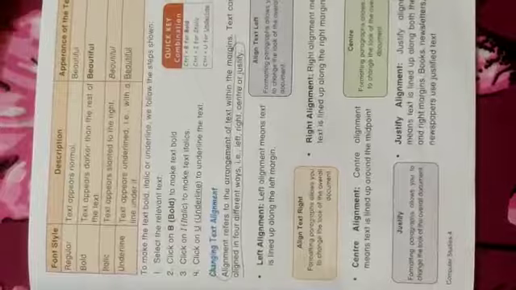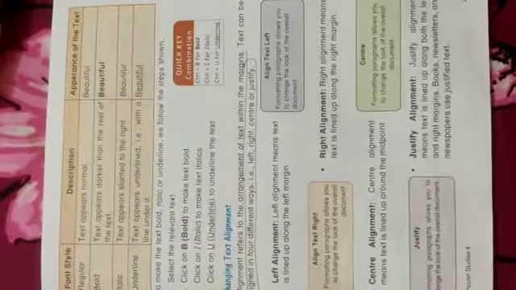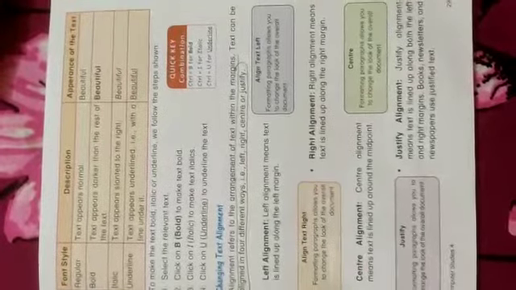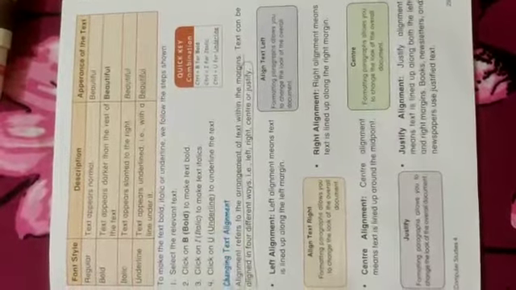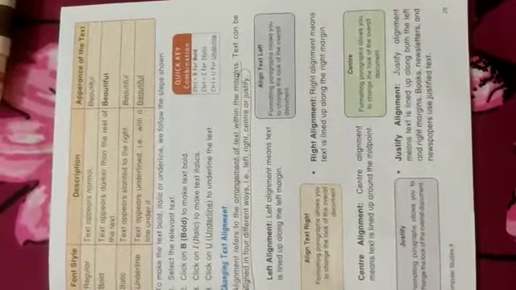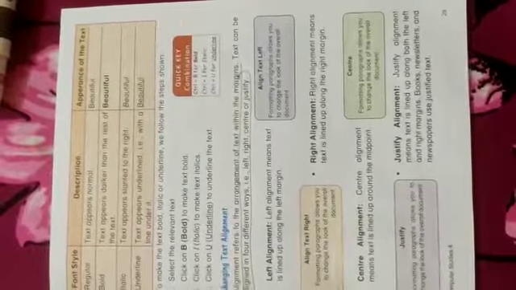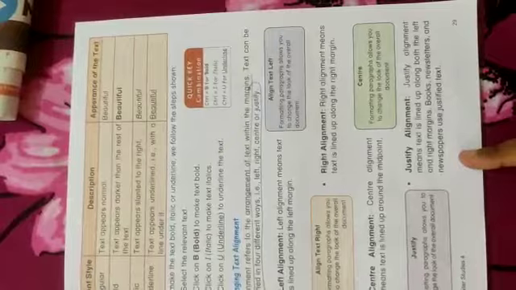So let's start with the new thing, that was changing text alignment. Alignment refers to the arrangement of the text within the margin. Text can be aligned in 4 different ways, that is left, right, center or justify. Now please underline this. What is alignment? If a question comes, your answer will be alignment refers to the arrangement of text within the margin. Text can be aligned in 4 different ways, that is left, right, center and justify.